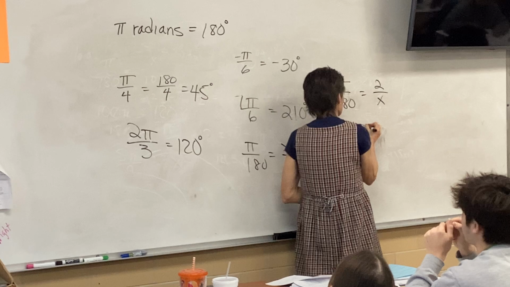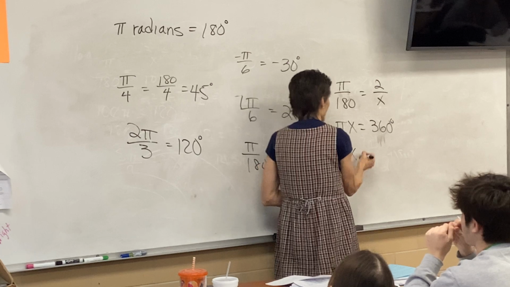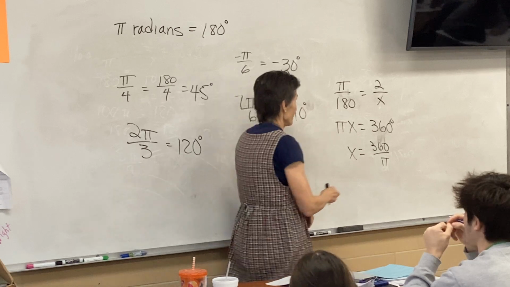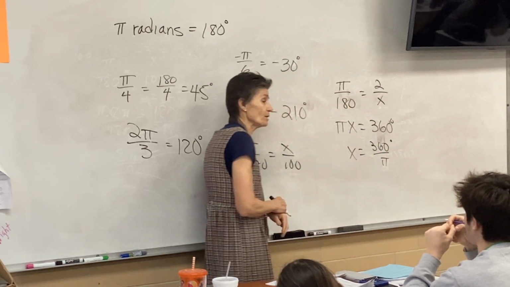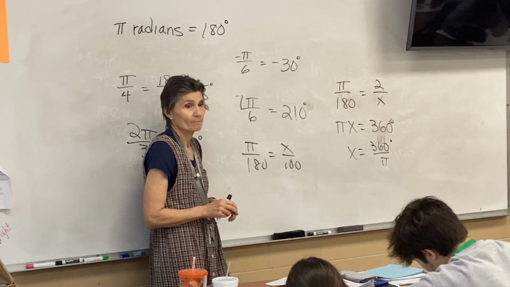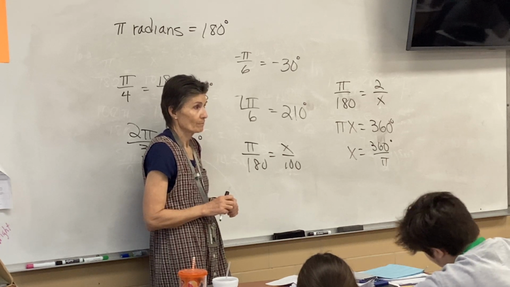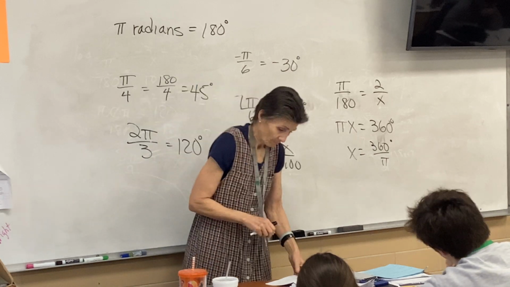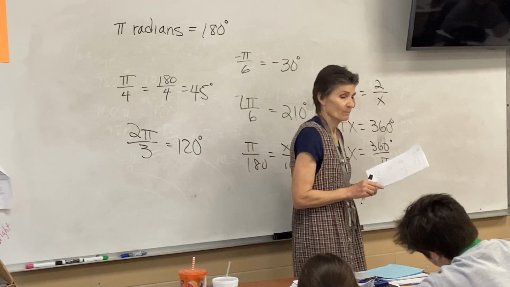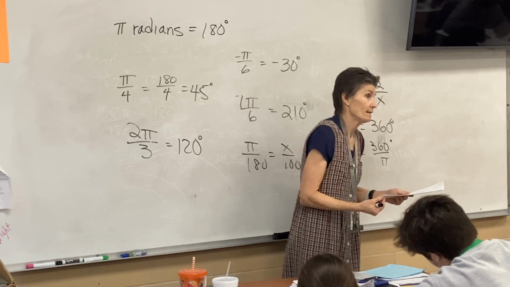So pi times x is 360, 2 times 180. So x equals 360 divided by pi. And that's my answer. We don't change it, leave it, 360 divided by pi. Okay? And then F is a no-brainer. Pi radians is how many degrees? 180. Pi radians is 180.